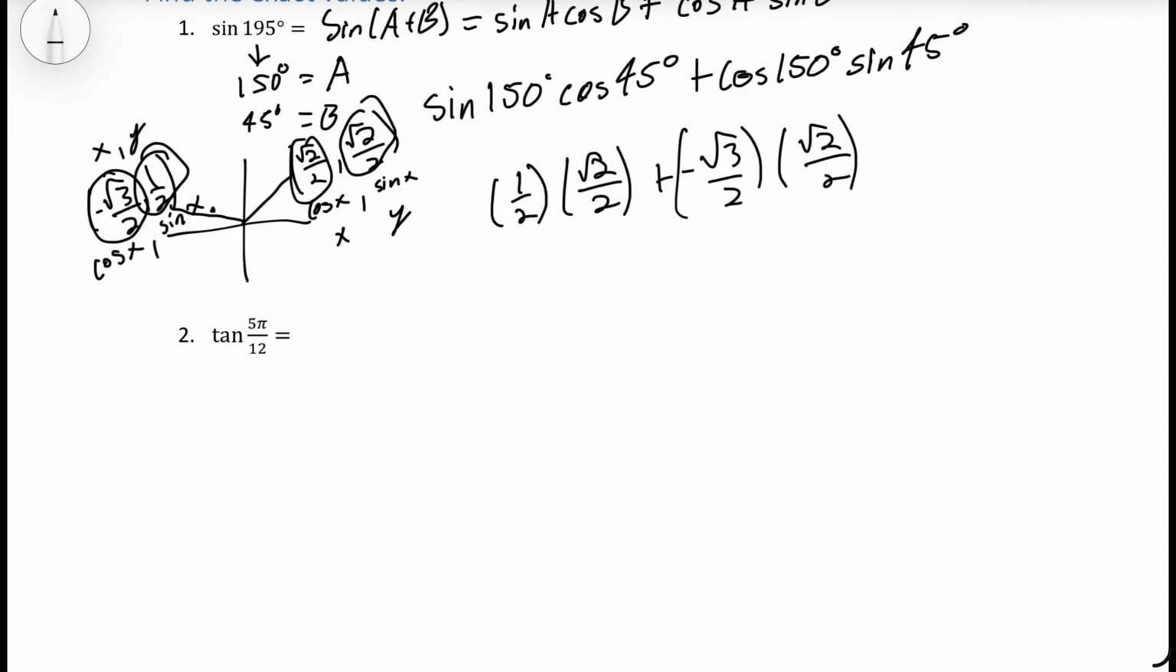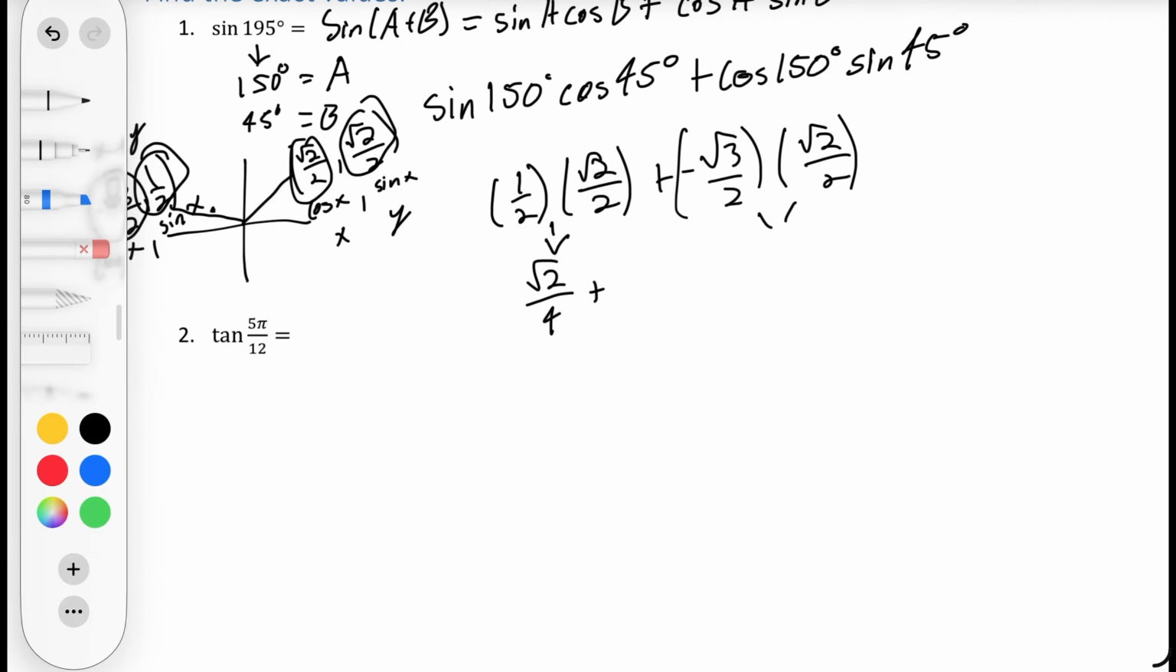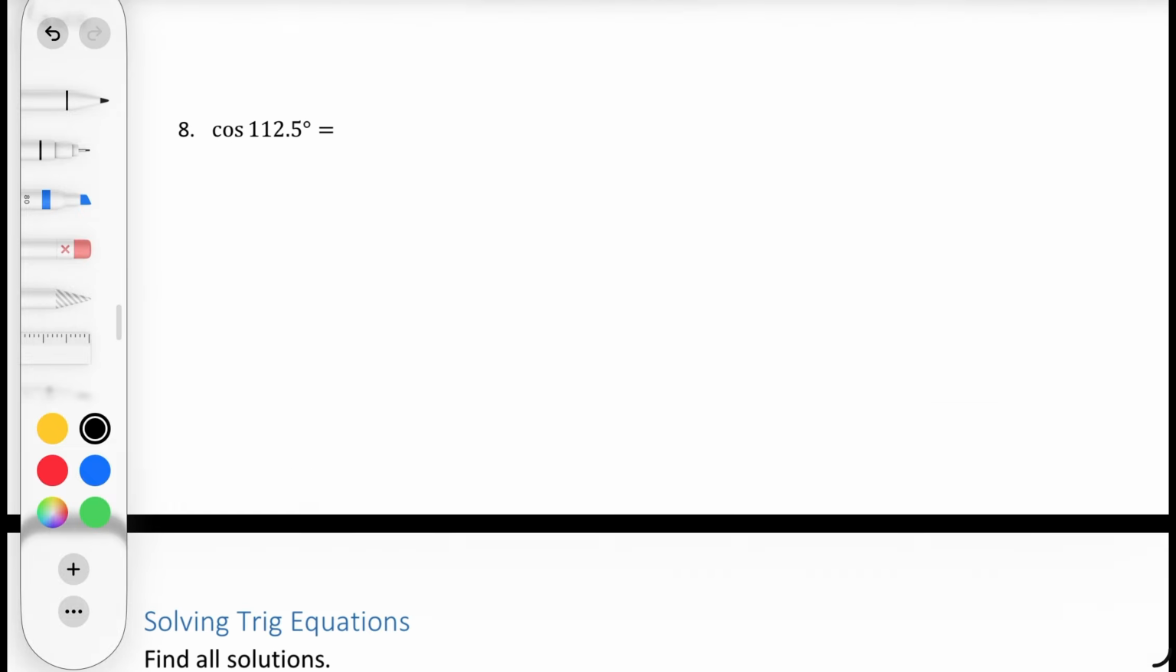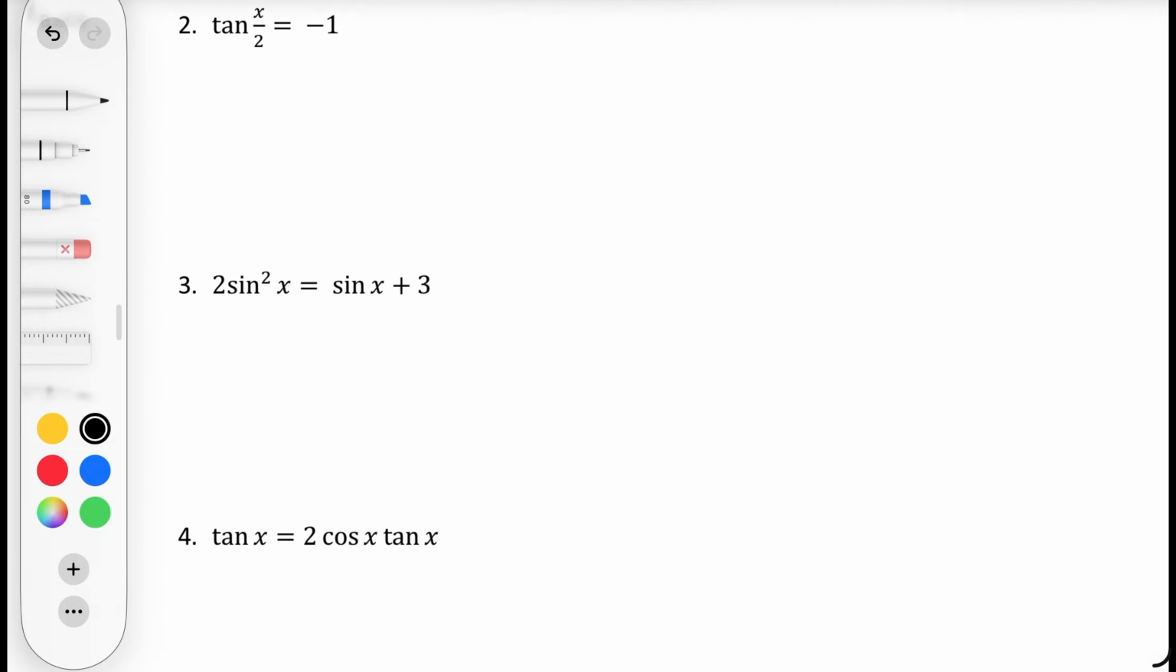And now we multiply. Now we get radical 2 over 4 plus radical 2 over 4, and then this becomes negative radical 6 over 4. Then we add these, and we get radical 2 minus radical 6 over 4. That is our answer.